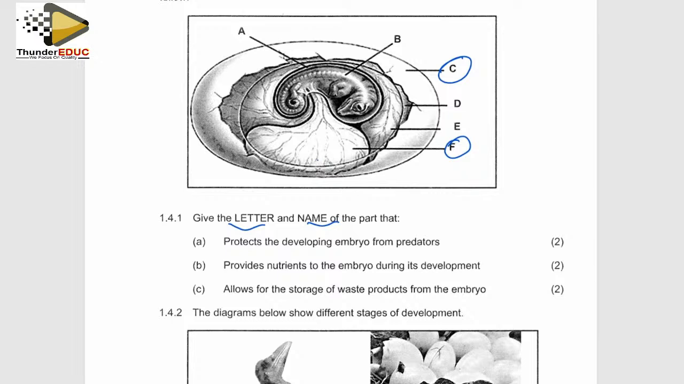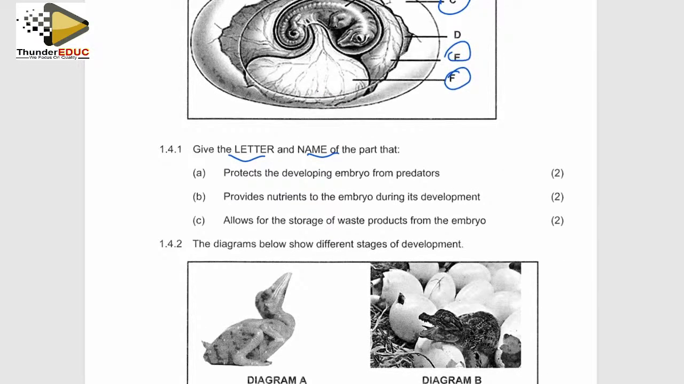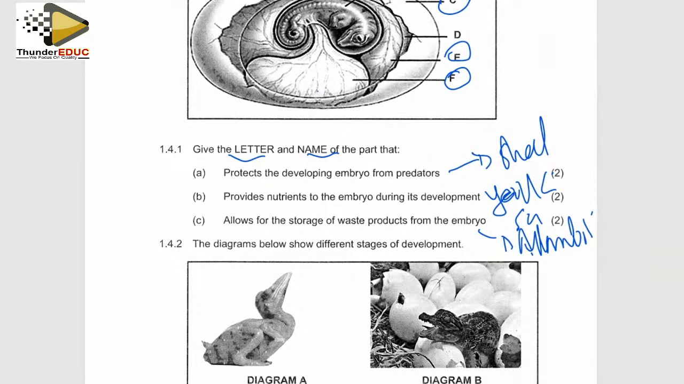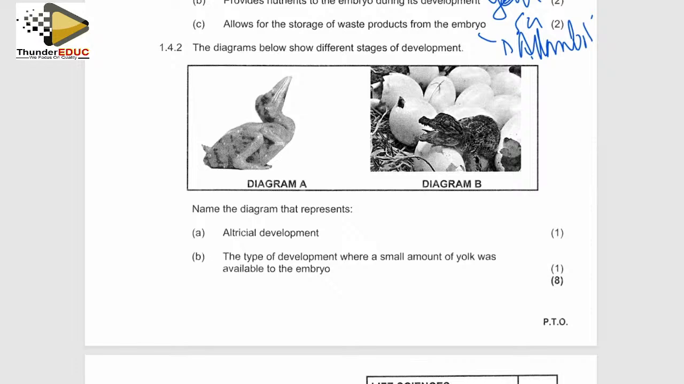So it's yolk sac. And then they're saying allows for storage of wastes from the embryo. It is allantois, and E looks to be allantois. So the first one is a shell, this one is a yolk sac, and this one is the allantois. Yes, so that is it.